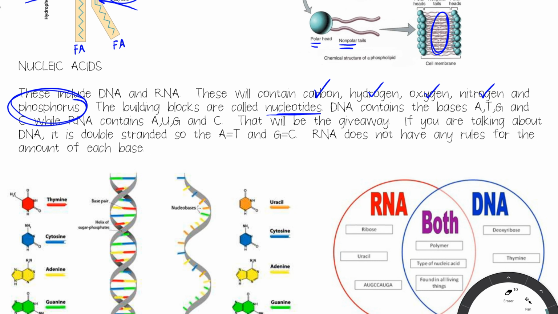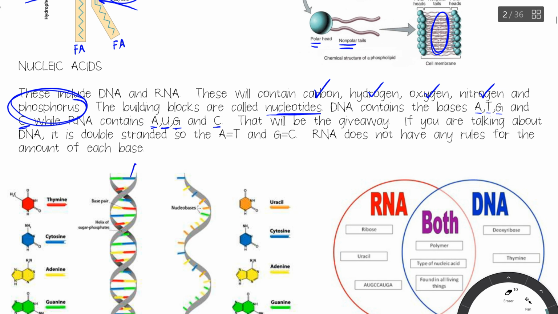If you are DNA, you're going to have the bases adenine, thymine, guanine, and cytosine. If you are RNA, you're going to have adenine, uracil, guanine, and cytosine. Notice no T in RNA. And that will be a huge giveaway. Talking about DNA, DNA is also a double-stranded molecule, and what that means is that they're, in essence, just reverses of each other.